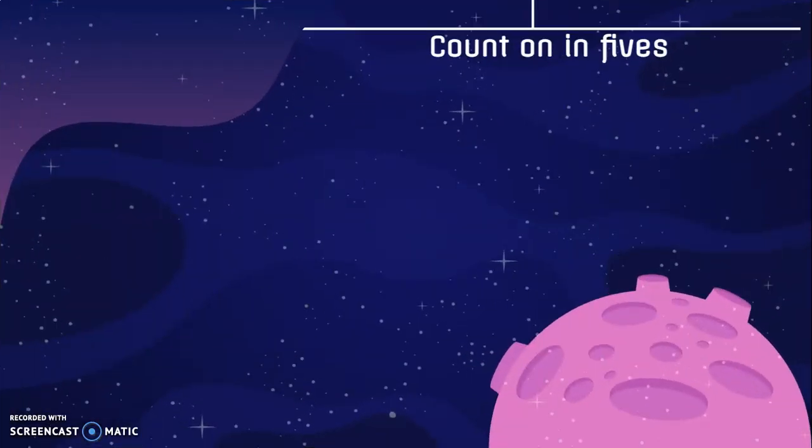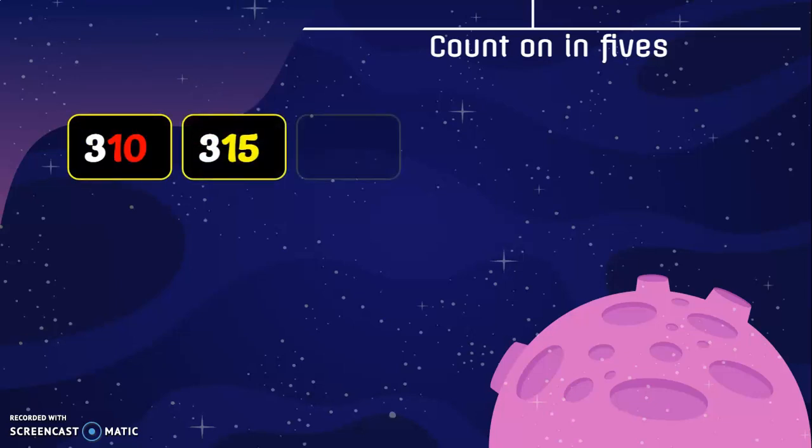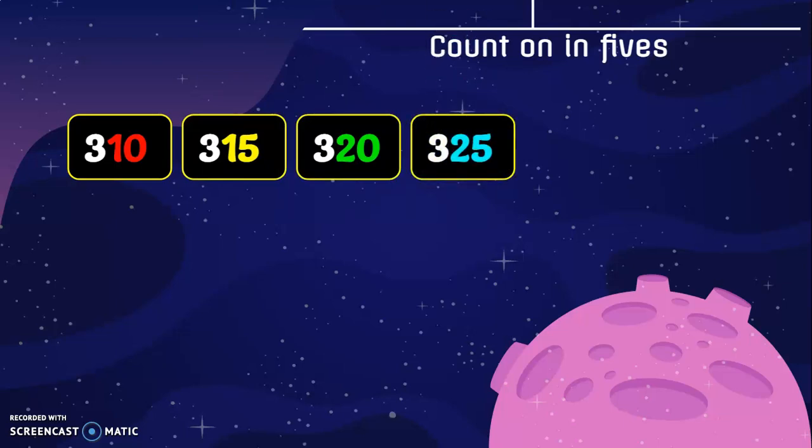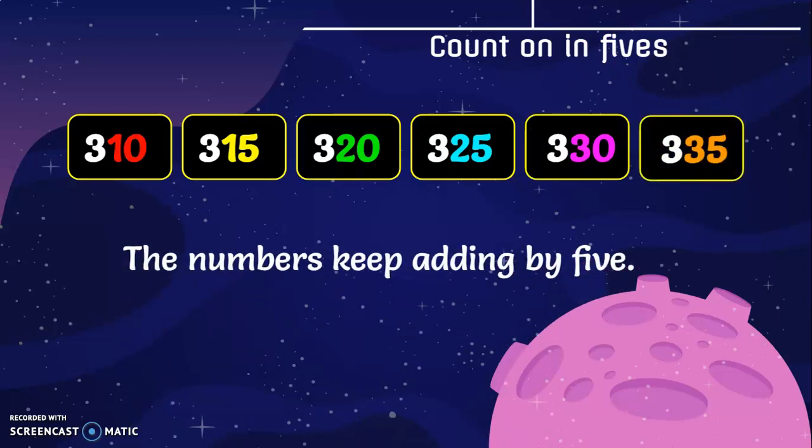Next, count on in fives. I have 310, 315, 320, 325, 330, and 335. The colored number here shows that it adds 5 to get the next number. So the numbers keep adding by 5.